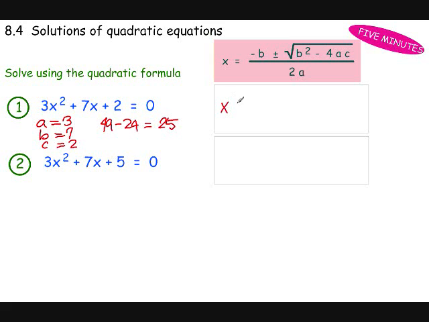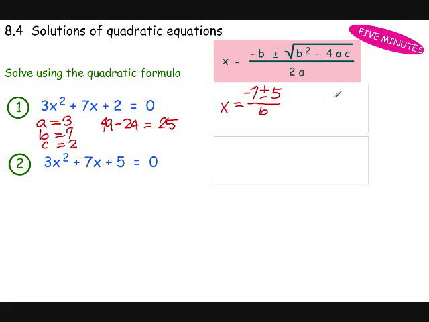So we'll have x equals a negative 7, right? Our b is 7, and we always take the opposite sign. So we had a positive 7, we take the opposite sign. That's going to be negative 7 plus or minus the square root of 25. I'm not even going to bother writing the square root of 25, I'll just write 5. And that's divided by 2 times a, which is 6.